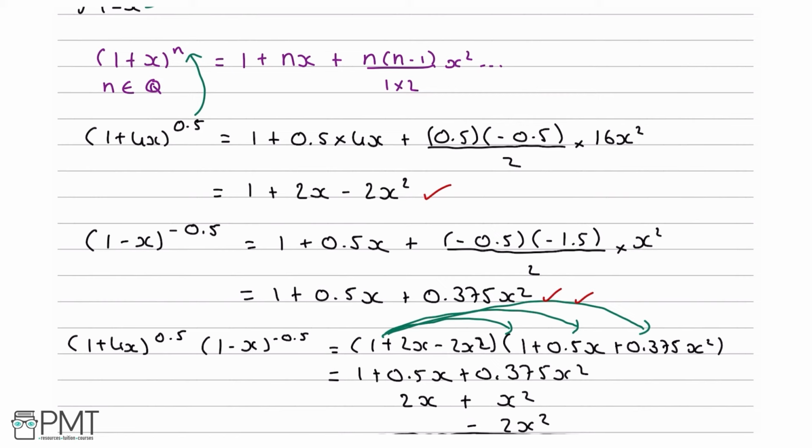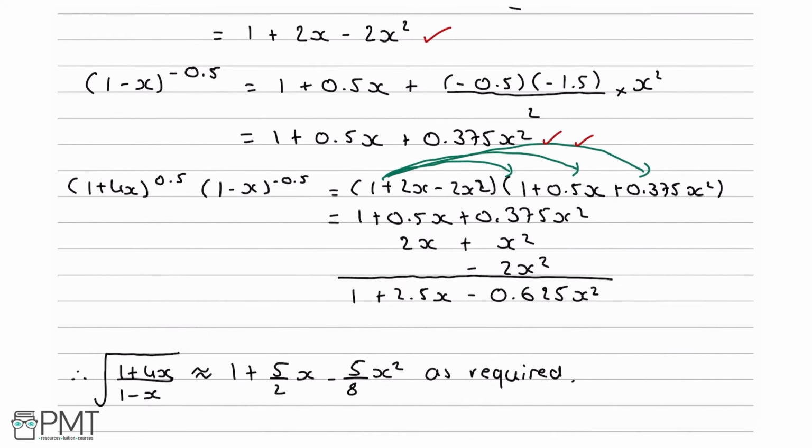Your 5th mark comes from getting this sum here. So expanding only the correct and necessary terms gets you your 5th mark, and then your 6th mark comes from getting the correct final answer as required.